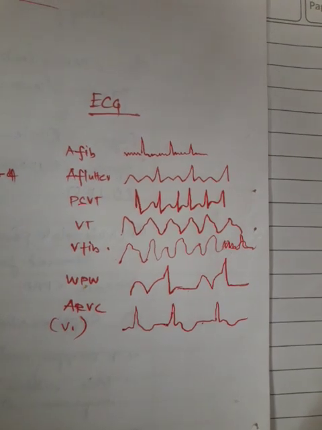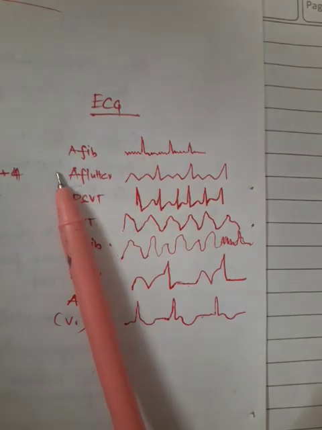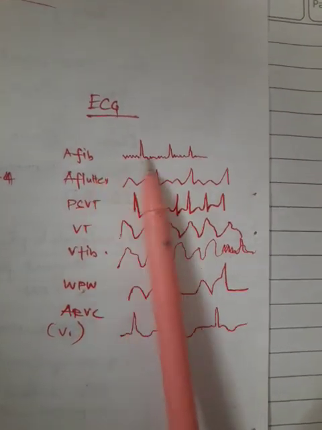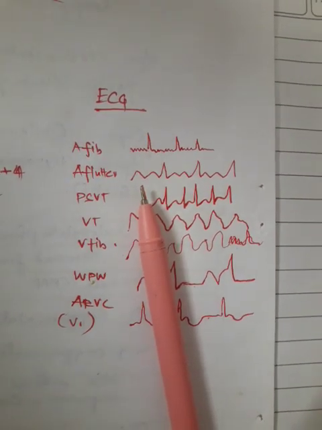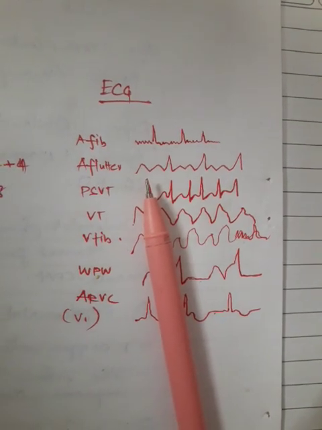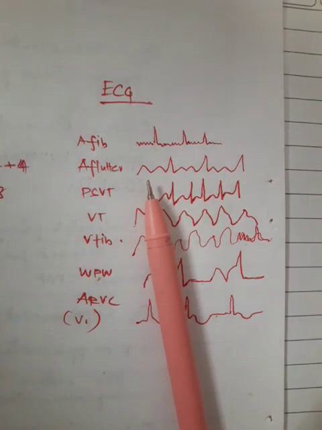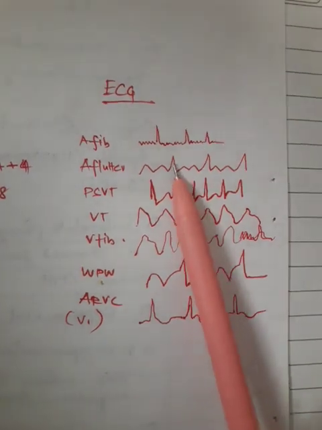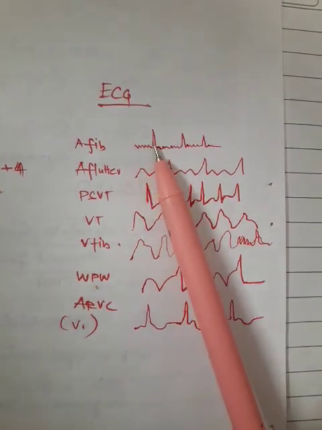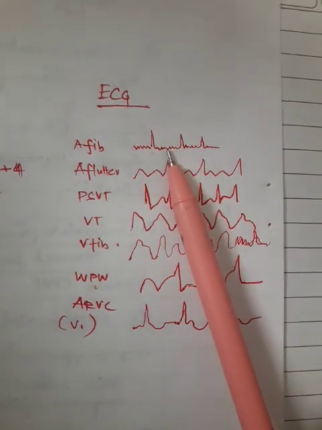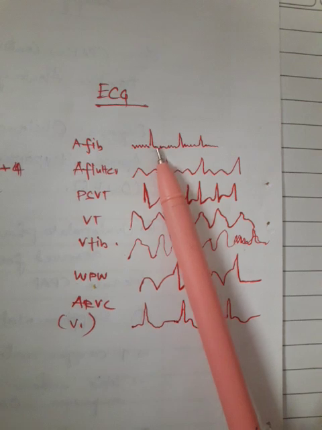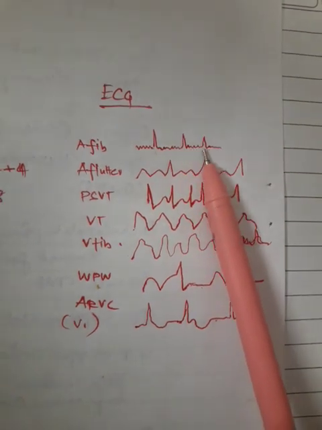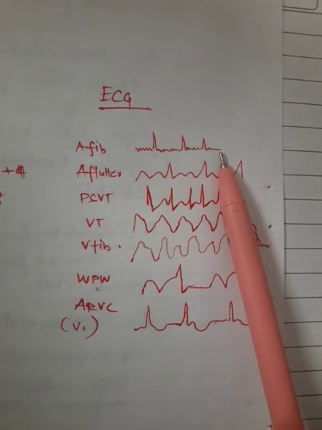See, first most common. So for AFib, atrial fibrillation, there will be no P waves because atria is always contracting, right? So there will be no clear P waves. Sluttery like this, irregular, small. These are all P waves, but it's no clear regular P wave. And QRS, it's a normal QRS. Okay.